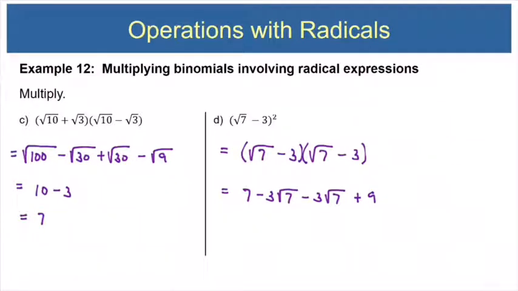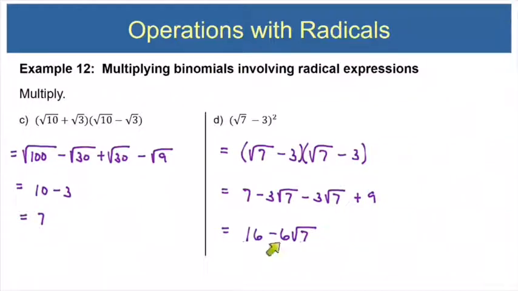And now let's see what we can do here. We'll want to combine any terms that can be combined. So I notice that 7 plus 9 is going to make 16. And then negative 3 square root of 7 minus 3 square root of 7 is going to make minus 6 square root of 7. And so that one's finished.